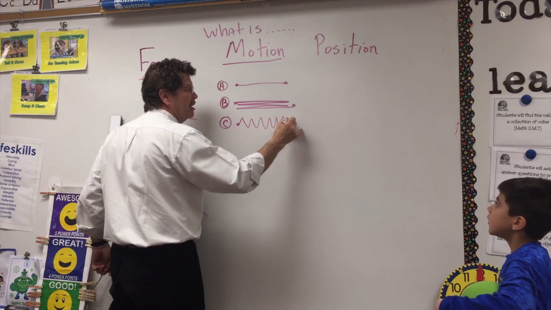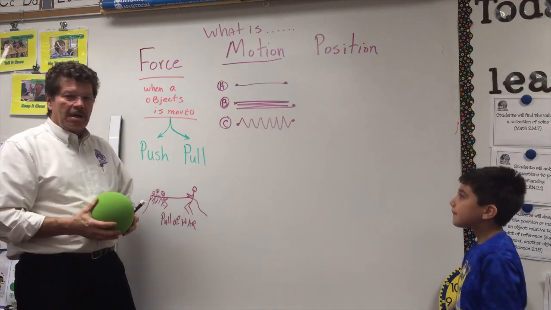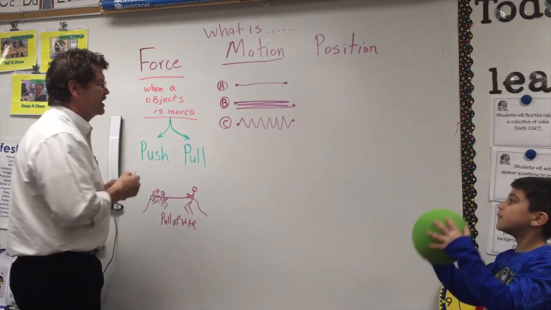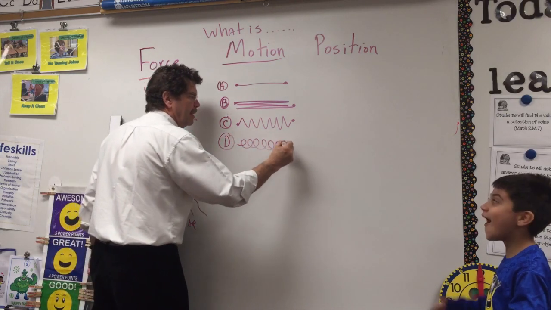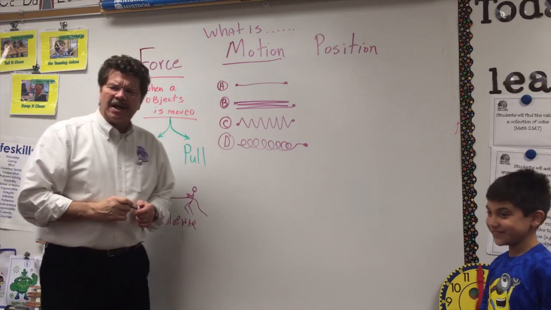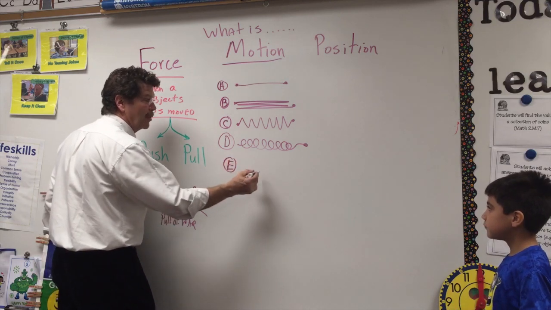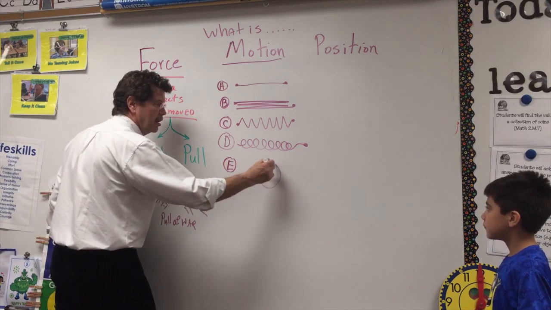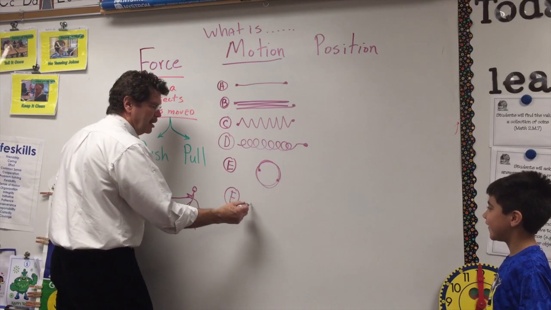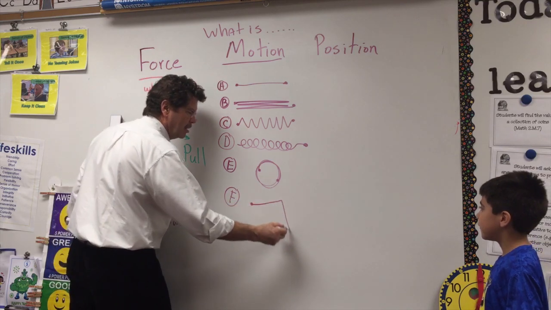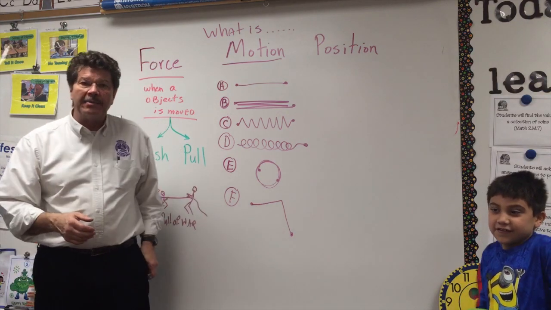I bet it went like this. Did it go like this? Zigzag, zigzag, no. It didn't go like that? Throw them again. Easy. No. Wait a minute. Did it go like this? D. Ready? Did it go like this? No. Okay. Wait a minute. I don't know. These are all different types of motion. I bet it went like this. Ready? No. Whoa! Okay, one more. Did it go like this? No! Throw it one more time.